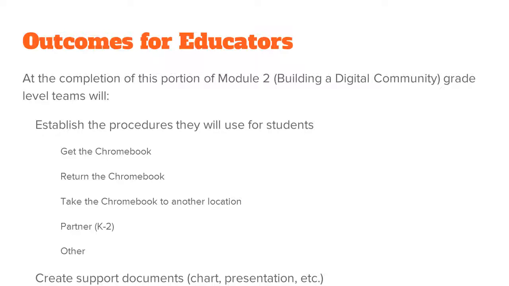In this module, the outcome for you, the educators, is this. At the completion of this portion of Module 2, Building a Digital Community, grade level teams will establish the procedures they will use for students to get out their Chromebooks, return their Chromebooks, take the Chromebooks to another location, partnering in K through 2, and anything else that you can think of that will make it a smooth transition for you to utilize this exciting technology integration with your students. And then you are going to be creating support documents like the charts you're going to use, any presentations you might have for kids. If you're going to craft a mini lesson, you're going to have all of these done today in this 1 hour module.